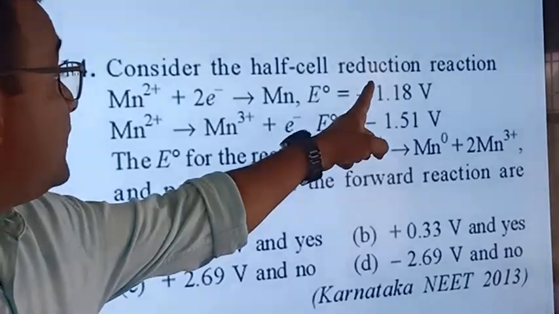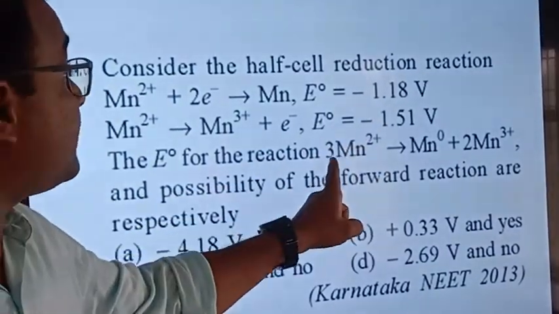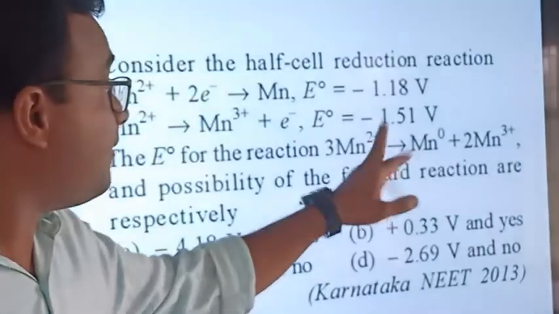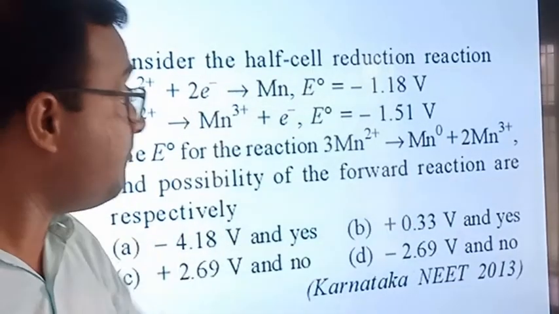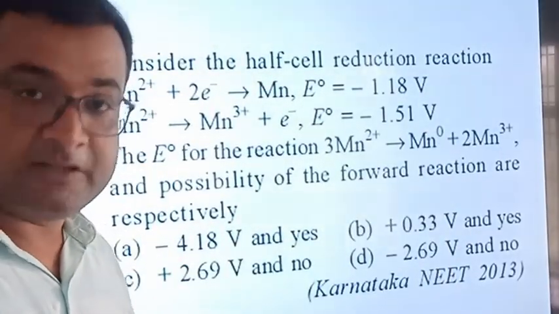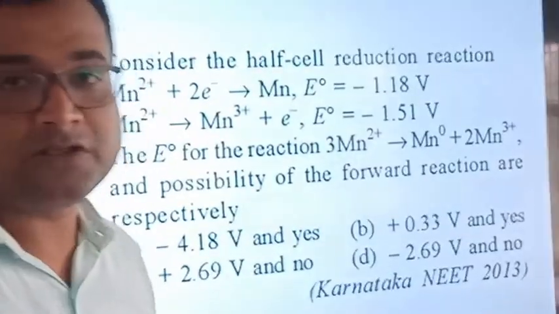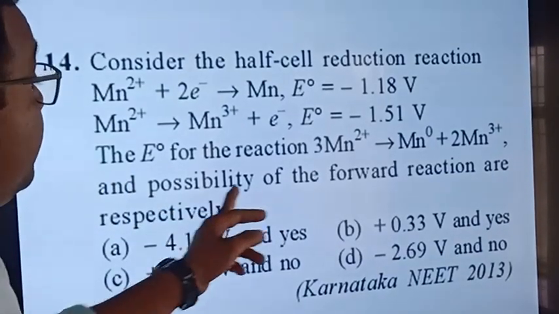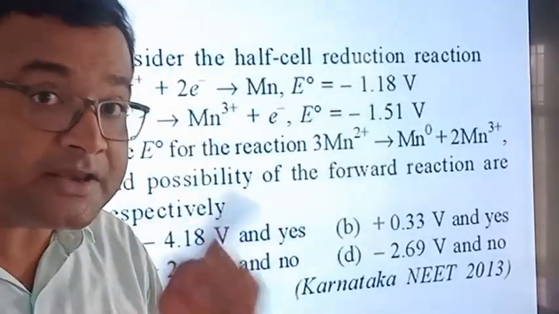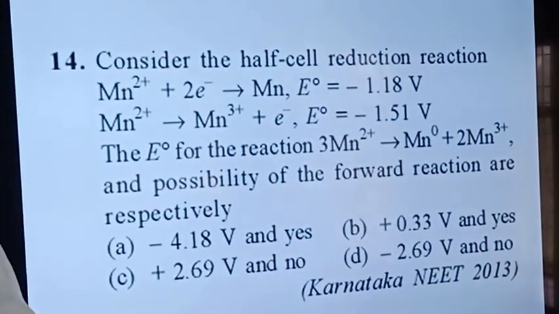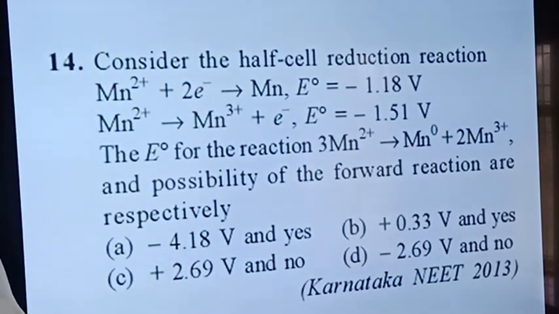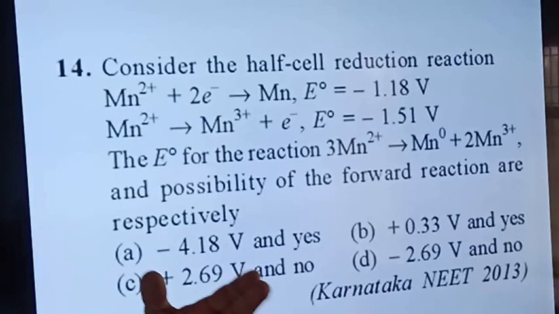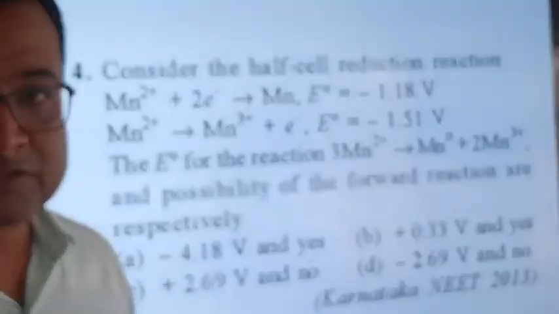When the potentials are this much, then for the reaction 3Mn2+ giving Mn plus 2Mn3+, what is the electrode potential? One more question is added there: whether the forward reaction is possible. For the forward reaction, E naught of the cell must be positive. For a spontaneous reaction, E naught must be positive. If E naught is positive, then only the reaction is possible.